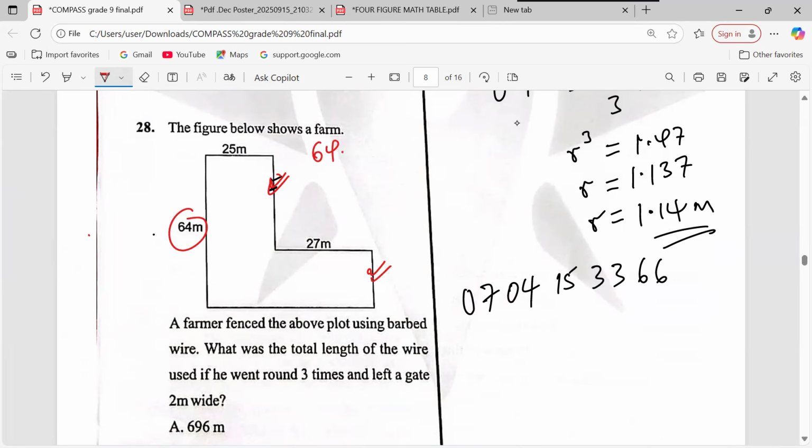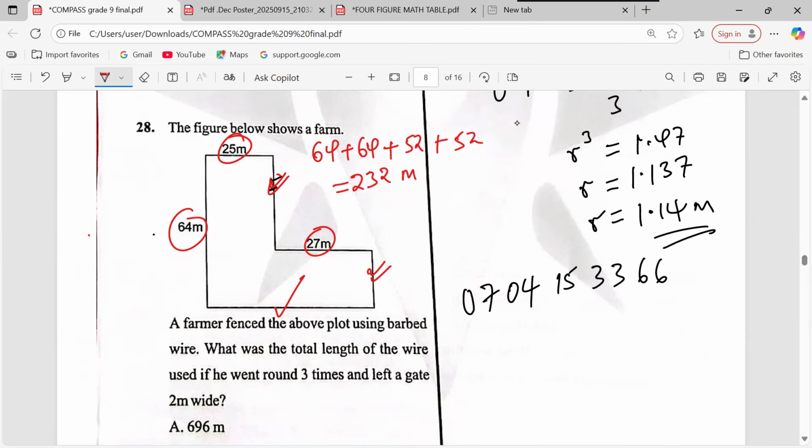So 64 plus 64. Then we add this part and this part, which give us 52. Then on the lower side, it shall also be 52. So we can get the total length around this particular plot: 64 and 64, 52 and 52, giving us 232 meters. That is one way around this particular plot.